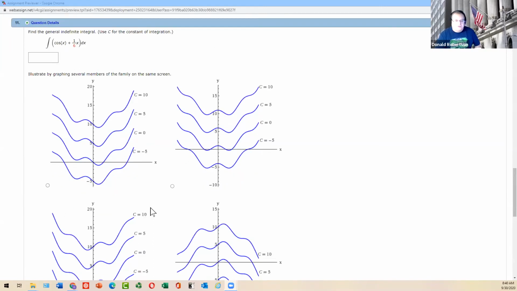I've got this question in front of me. Hopefully you can see it. It says question 11. Great. Okay. The first part is find the general indefinite integral. Use C for a constant. Well, that's what we've been doing all day today, right? Finding indefinite integrals. So here goes.